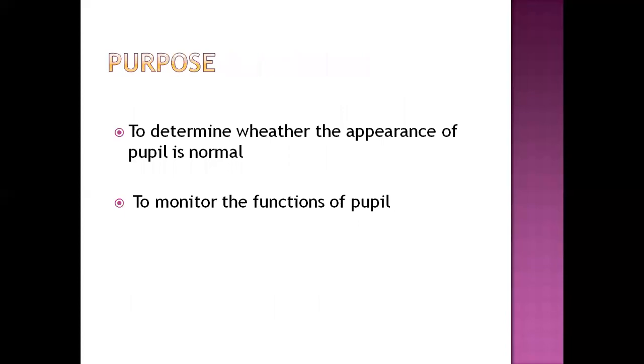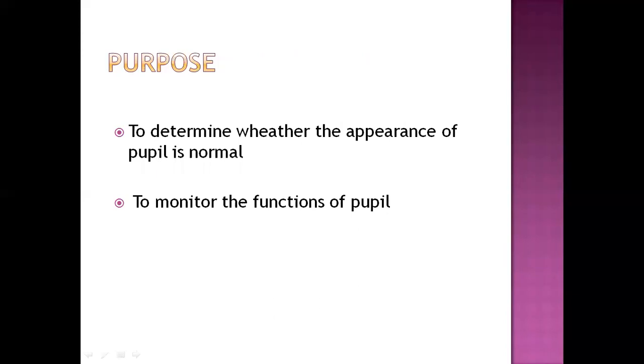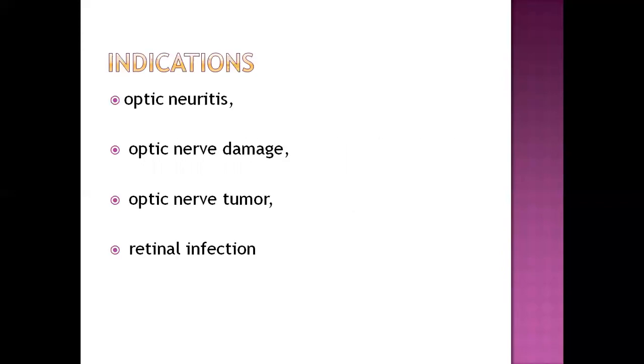Purpose of performing this investigation is to determine whether appearance of pupil is normal or not. If we go back to the introduction part, there is equal size and regularity in shape. So purpose is to determine whether the shape and size of pupil is normal or not. Another purpose is to monitor the functions of pupil, like constriction, dilation, and other functions, whether they are occurring properly or not. That is the second purpose.